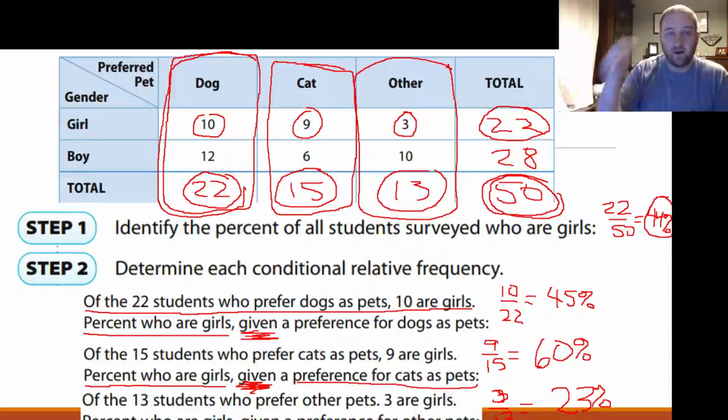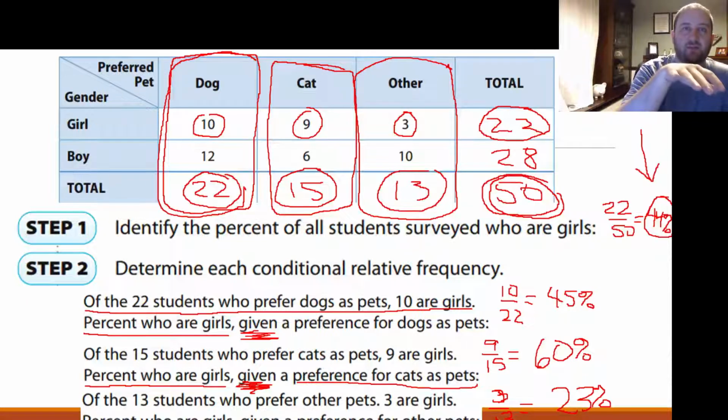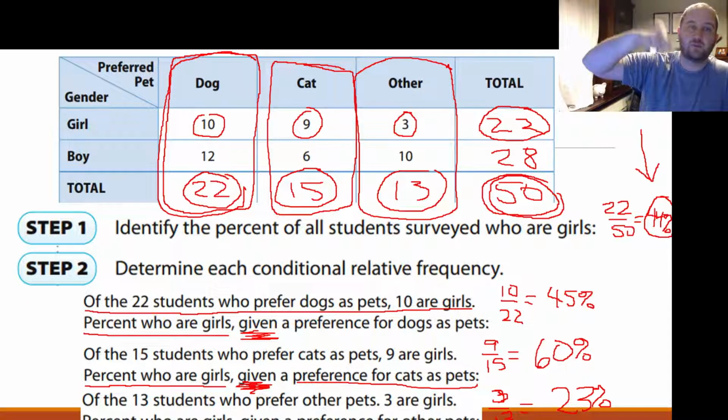Okay? Now, we found these percents. What do these percents mean? We need to be able to interpret the results by comparing each of these conditional relative frequencies to the percent of all students surveyed who are girls. So we found out that 44% of the whole people surveyed are girls, right? 44% are girls.